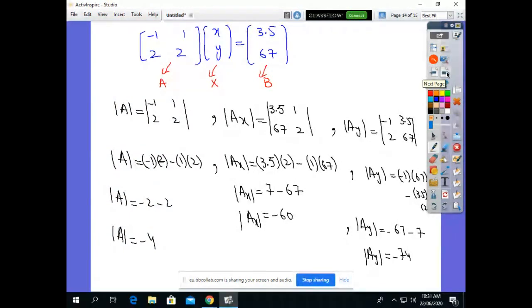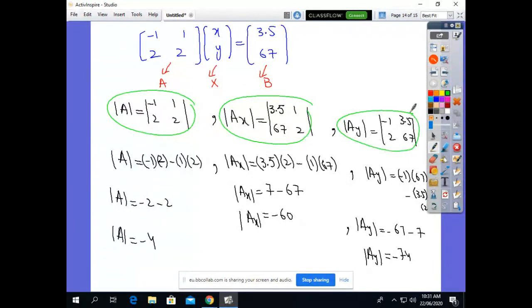Yes. Clear? How we convert the simultaneous equations into matrix form, and then how we write the determinant of A, determinant of AX, and determinant of AY. See the previous question in the recorded video. If there is any problem, then contact me.